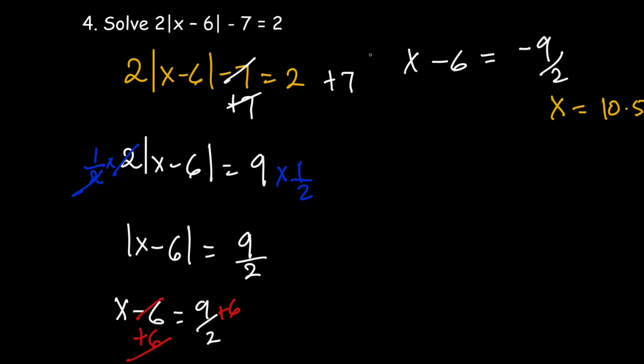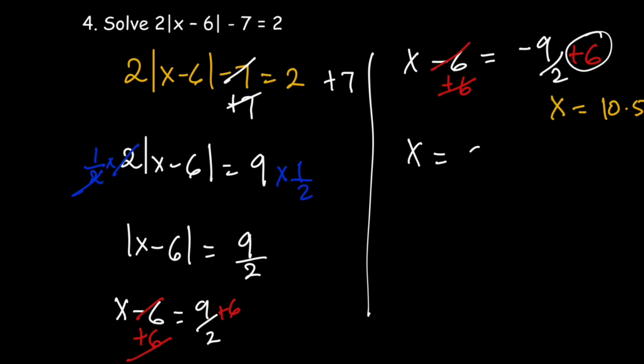For this second equation, I'm going to add 6 on both sides again, and this negative 6 and this 6 will go. So we have x is equal to, now I would like to write this one first because that is positive, then I'll put the negative 9/2 right here. And again, I want a common denominator, so I'm going to multiply this one by 2 and then divide by 2 so that the denominators will be the same.